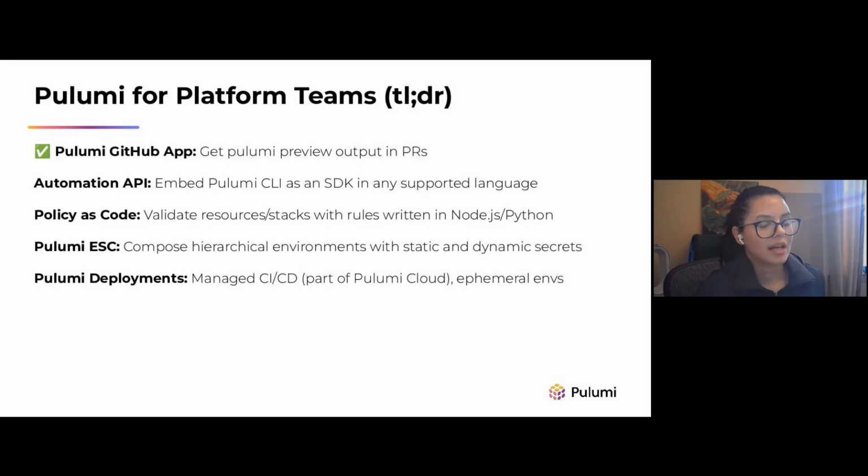Now, I want to take this time to say that we do have an advanced version of today's workshop, which is a continuation of what we did today. And in that advanced workshop, we are going to be doing policy as code, Pulumi ESC, and Deployments. So today I'm going to talk about them. And in the advanced version, we are going to actually implement these last 3 items here.